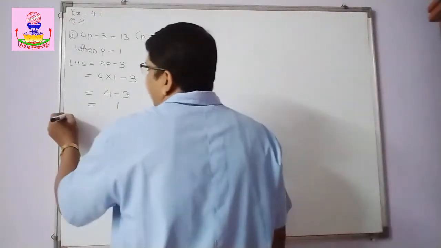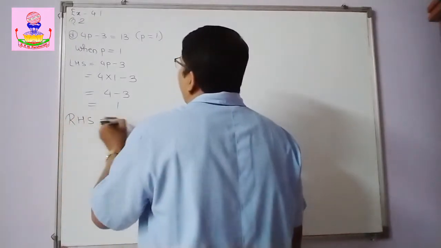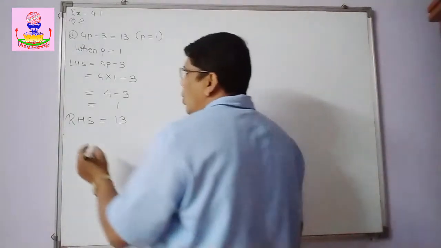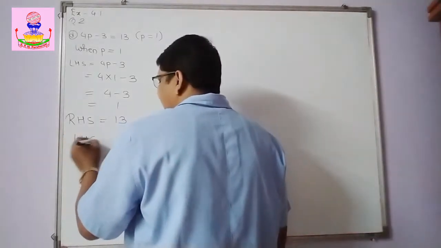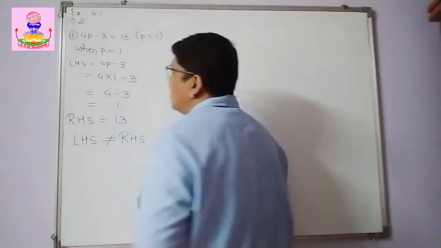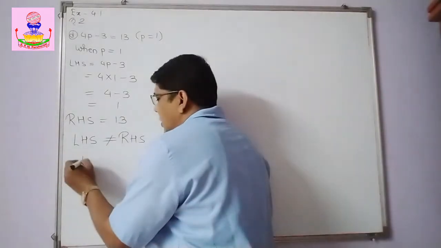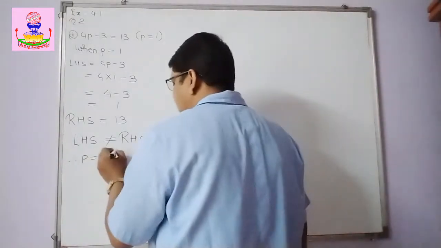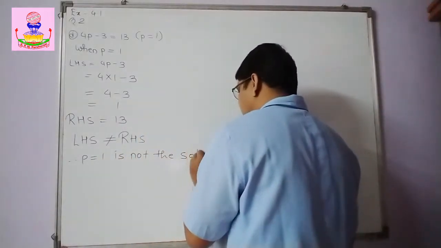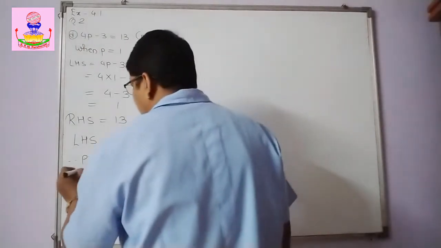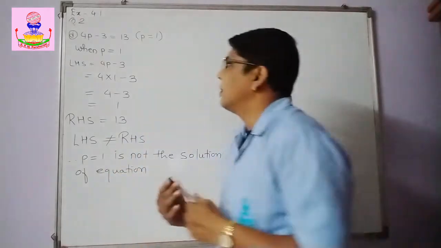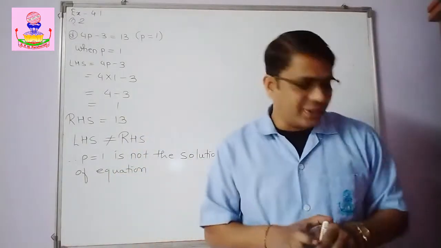Right? Now RHS. RHS is 13. Are they equal? No. So LHS is not equal to RHS. So from this what we can say, therefore, p equal to 1 is not the solution of the equation. So here also we get it is not the solution.